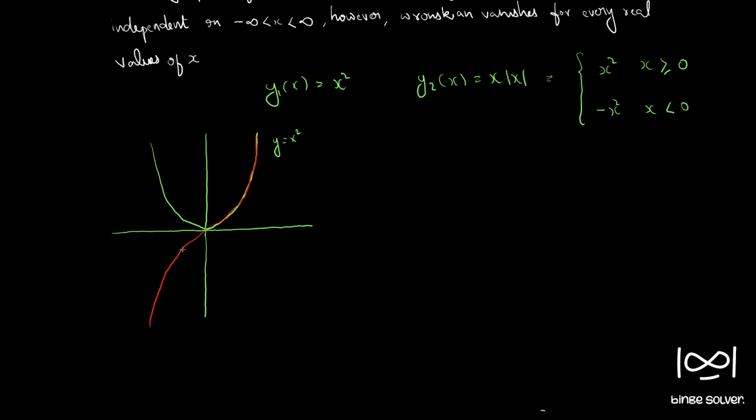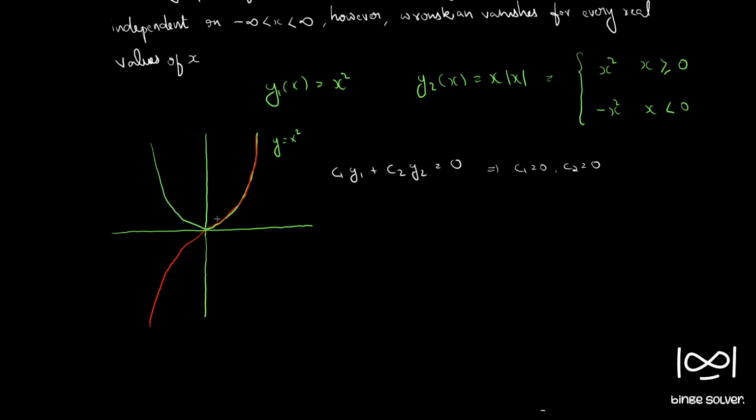We can see from the shape of the graph that linearly dependent graphs will have a similar shape at least. For linear dependence, we write c1 y1 plus c2 y2 equal to 0. If y1 and y2 are linearly independent, this equation is true only for c1 equal to 0 and c2 equal to 0. If we can find some values where c1 and c2 are not both zero and satisfy this equation, then they are linearly dependent.